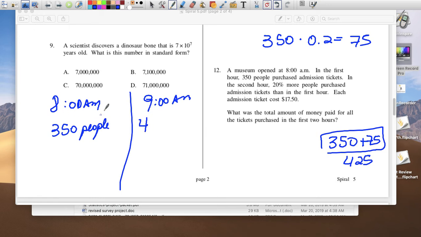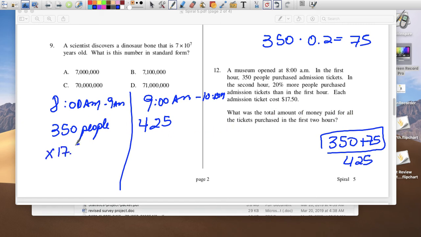So from 8 a.m. to 9 a.m., you had 350 people. But from 9 a.m. to 10 a.m., there was 20% more, which means 350 plus 20% of that, which is 350 plus 75. You get 425 people showed up in this time period. Each admission was $17.50. So what was the total amount of money paid for all the tickets? Well, $350.